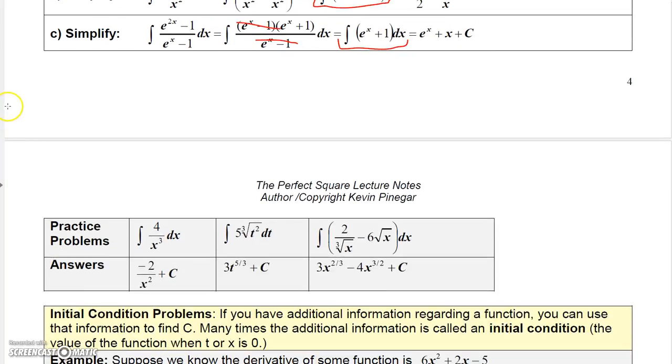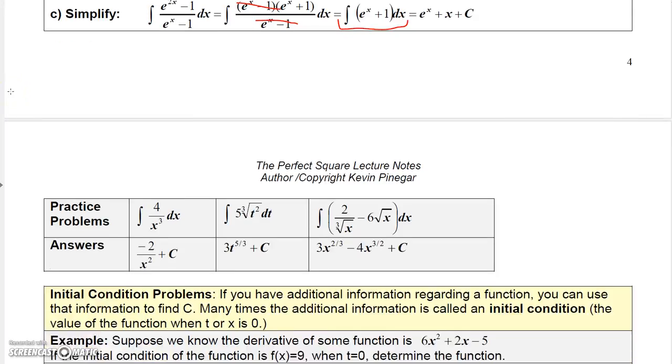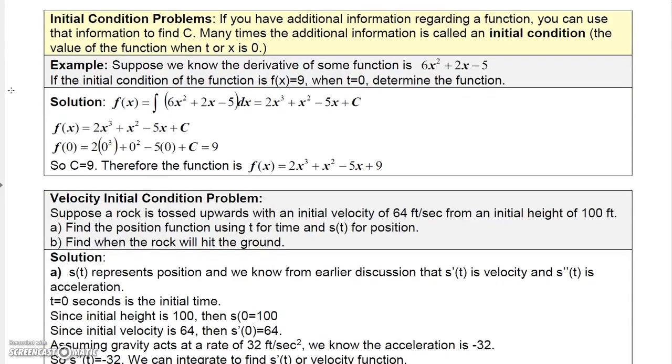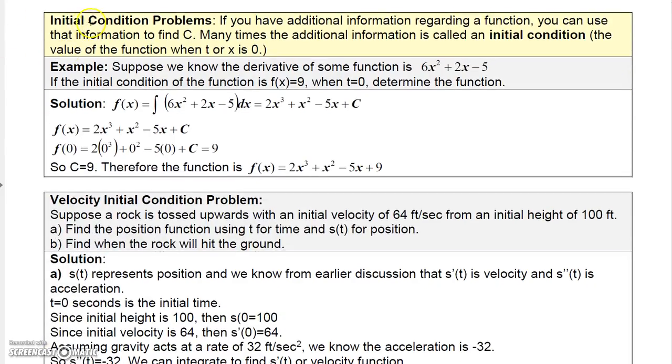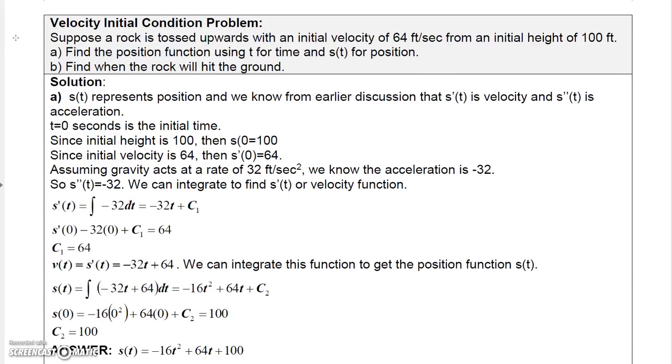There's a couple of practice problems you can look at and try. The answers are written below them, so you can freeze the video and try those. And then I've got one more example I want to show you. It turns out that if you have additional information regarding a function, you can use that information to find c. Go ahead and read the first example. I want to focus on the second example.